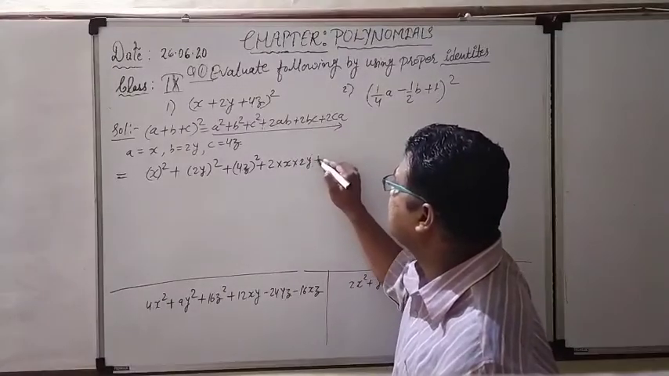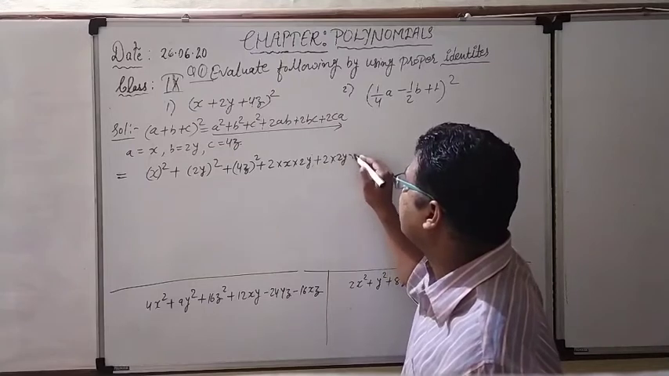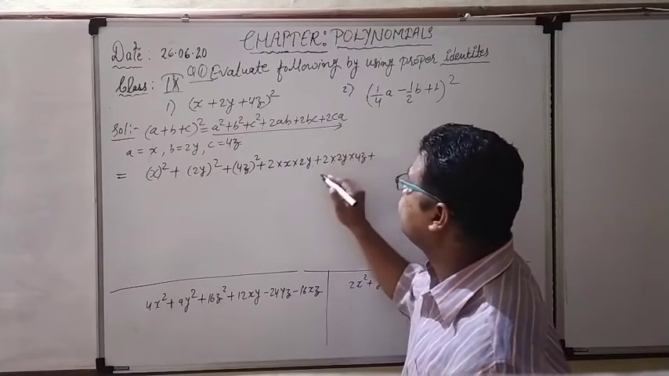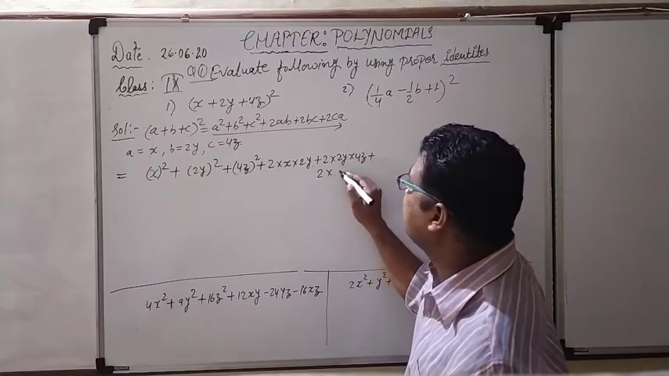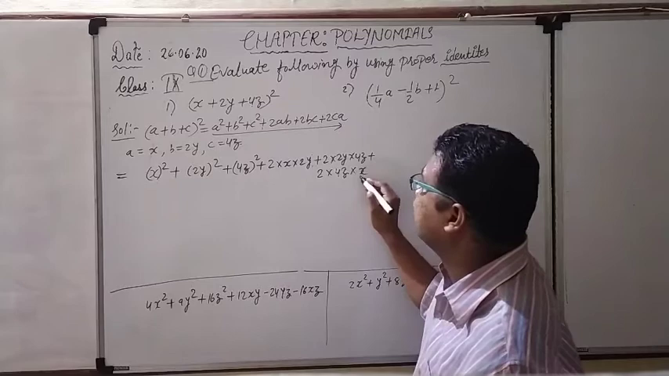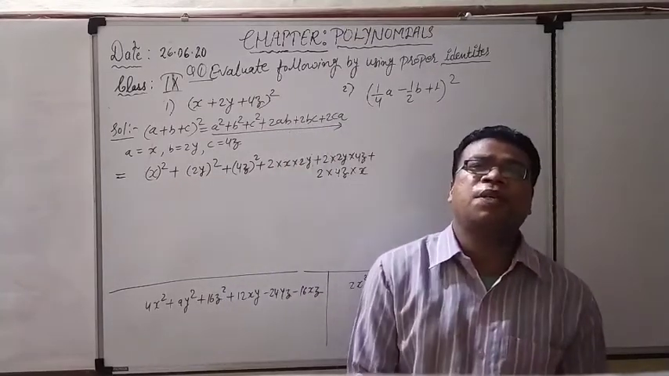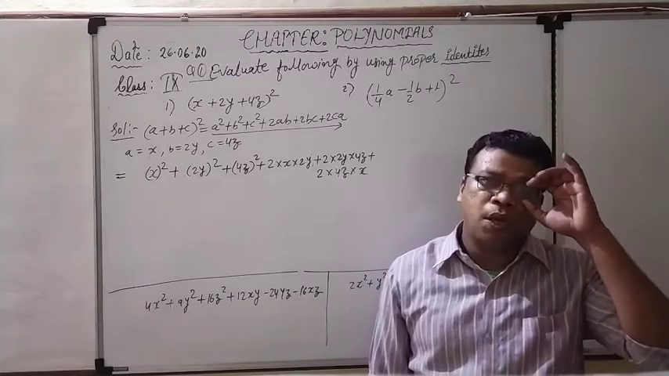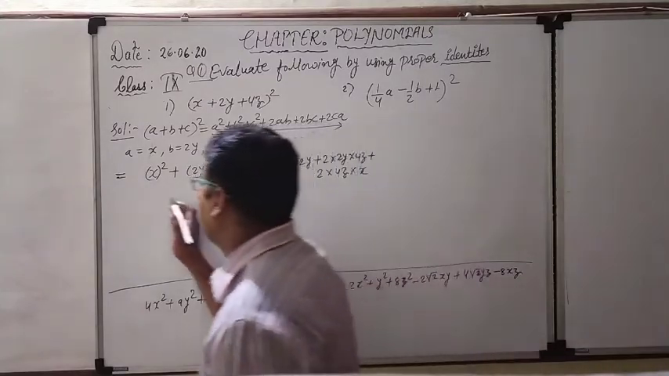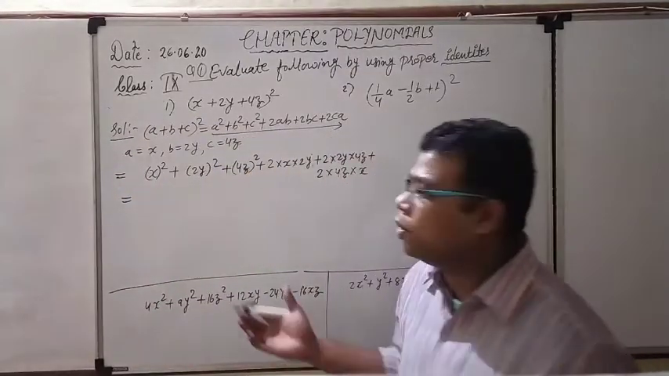After that plus 2bc, plus 2 into b. What is the b here? 2y. What is the c here? 4z. Plus 2ca. What is 2ca? 2 into c. What is c here? 4z. After that into a. What is a here? x. So whatever is written in the expansion, a square plus b square plus c square plus 2ab plus 2bc plus 2ca, we have to follow the same. Nothing special. Right now it is the calculation part.